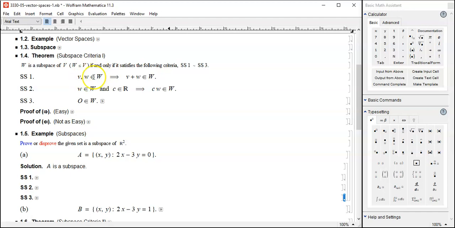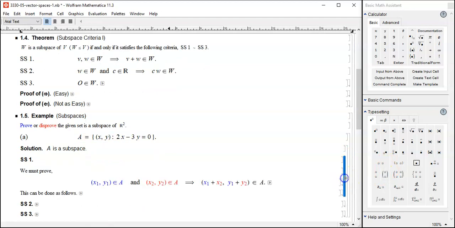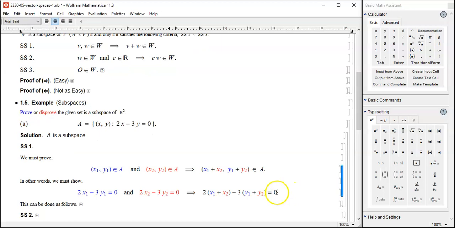You have to select two vectors from A and then add them up and see if the sum is in A. That's something I'll have to do: x1, y1, x2, y2 from A, and then add them up. Is the sum also in A? That's what we have to prove. But it's a little bit difficult to work this one out because it's a logical statement. So let's use this condition, which is equivalent to this x comma y belonging to A, and change this into an alternative form so that we can set up a proof by algebra.